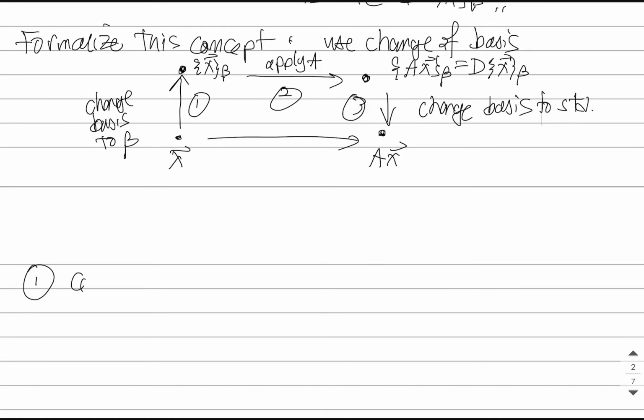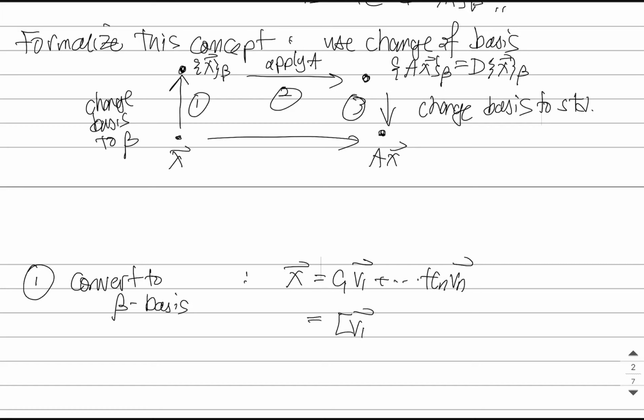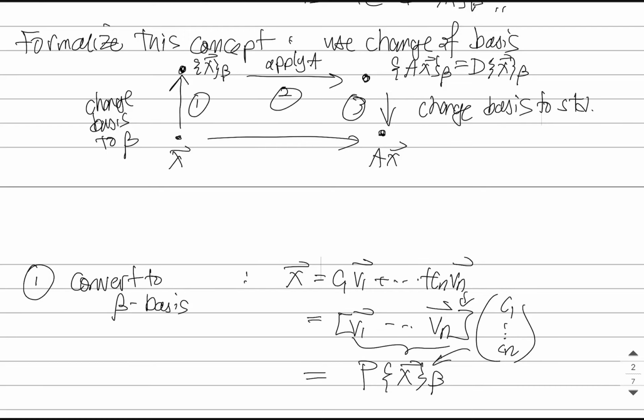So in step 1, we convert to this B, the eigenvector basis. So we take our vector, and we know how to write it as a basis representation. Earlier in the course, we discovered that this is the definition of a matrix times a vector. These are the eigenvectors. So we're going to call this matrix P, and we know that that column there is the coordinate representation.